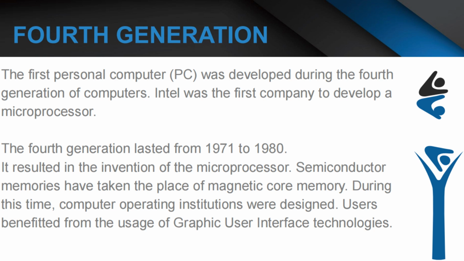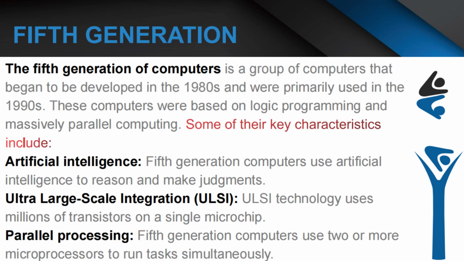Fourth generation. The first personal computer, PC, was developed during the fourth generation of computers. Intel was the first company to develop a microprocessor. The fourth generation lasted from 1971 to 1980. It resulted in the invention of the microprocessor. Semiconductor memories have taken the place of magnetic core memory. During this time, computer operating systems were designed. Users benefited from the usage of graphical user interface technologies.